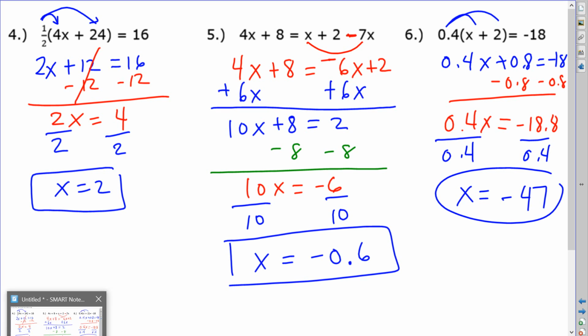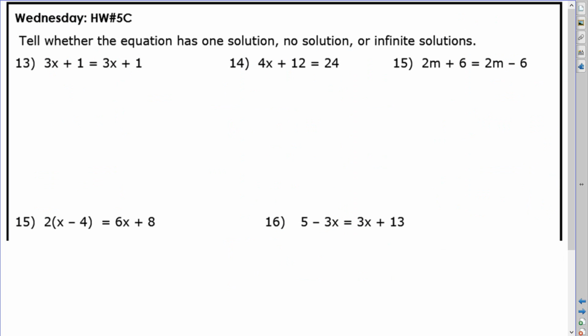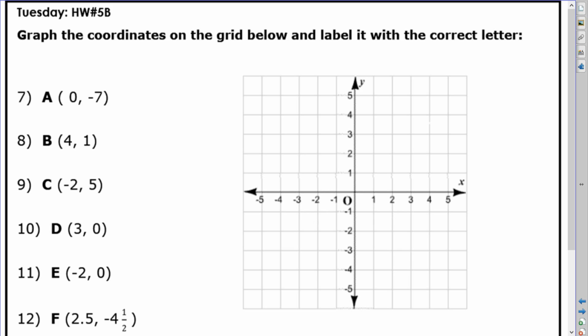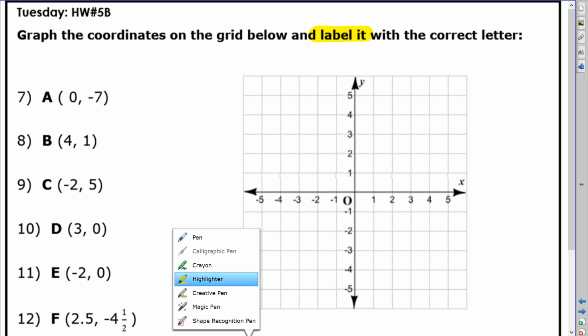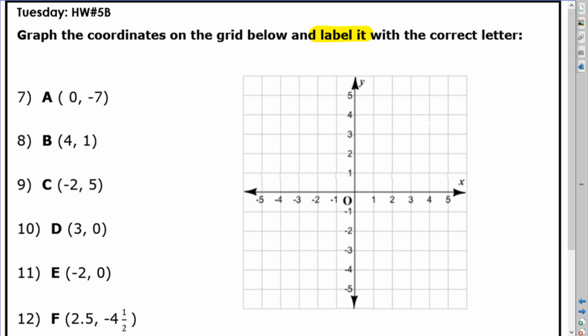Let's take a look at the next section. The next section is a graphing section of coordinate points. Let's back up. Here we go. So the directions say graph the coordinates on the grid below and label it with the correct letter. So when you label it, that means that you write a letter next to the point. So you have to be writing the actual dot, right?